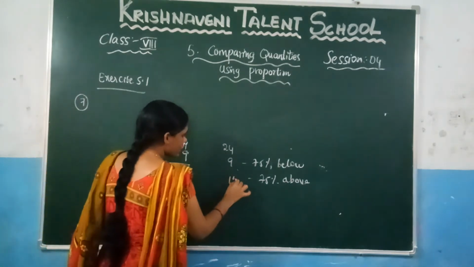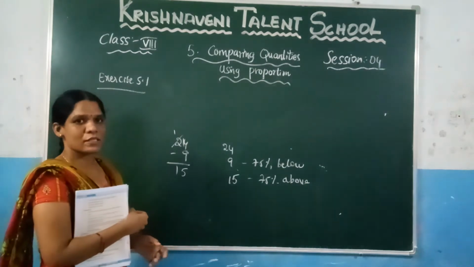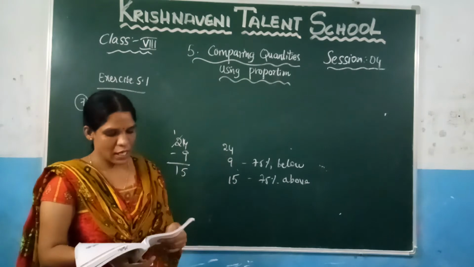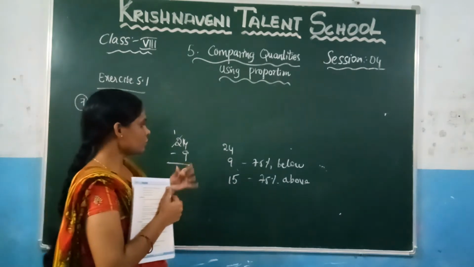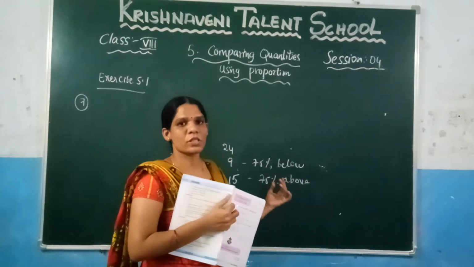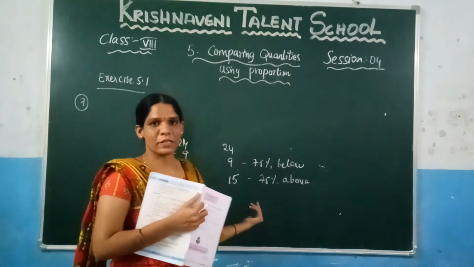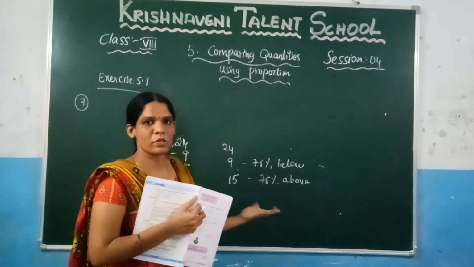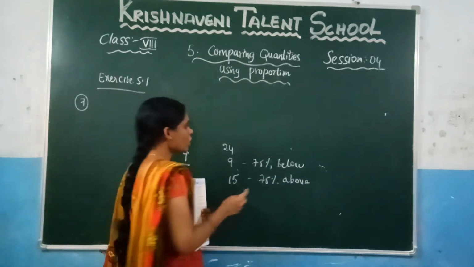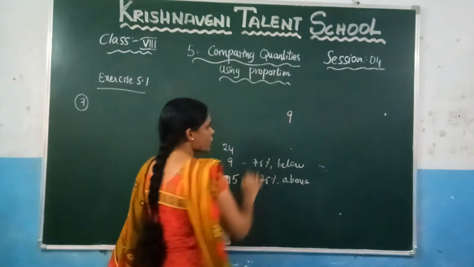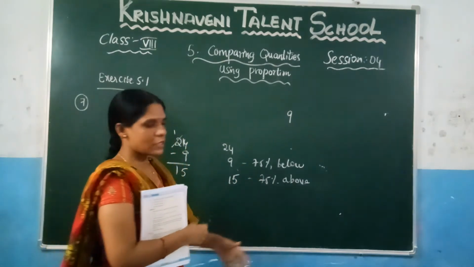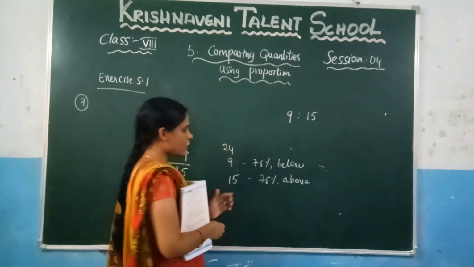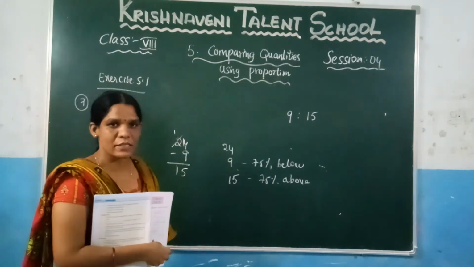So how many students got 75% above marks? 15 students. Now in the question, they asked to find the ratio of the number of students who scored below 75% marks and the number of students who scored above 75% of marks. So how many students are there? 9 students got 75% below, and 15 students scored 75% above.